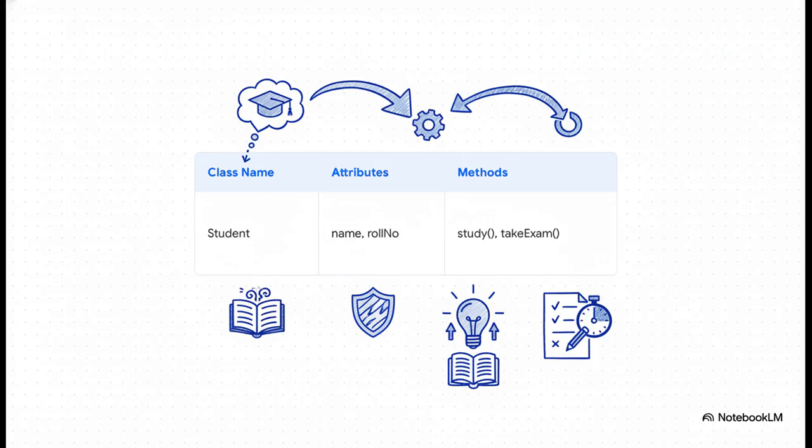Well, in this case, a name and a role number. Those are its attributes. And what can a student do? It can study and take exams. Those are its methods. See? It's always that same pattern. What it's called, what it knows, and what it does.